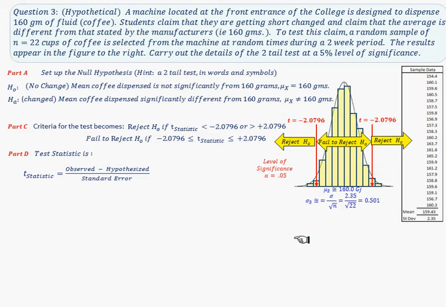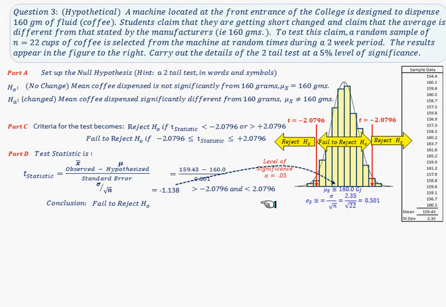Now part D is the test statistic: x-bar, mu, standard error. These are the numbers corresponding to those entities. The t-statistic is minus 1.138, which falls just to the left of center, and we're saying that falls between these two red lines, and the conclusion, we fail to reject H0. There's insufficient evidence to reject H0.